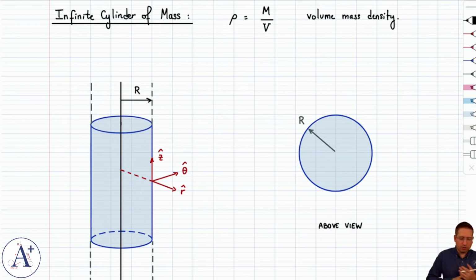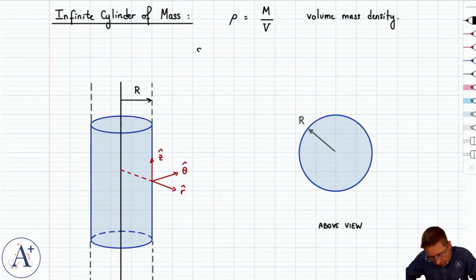It's kind of the same argument as the infinite line. At least with rho, you can compare two infinite cylinders of mass. If one is 10 kilograms per cubic meter and the other is 20 kilograms per cubic meter, you can compare densities. One is twice as dense as the other. Versus comparing masses, you can't. Both cylinders are infinite, so they both have an infinite amount of mass. So we have rho. Good.